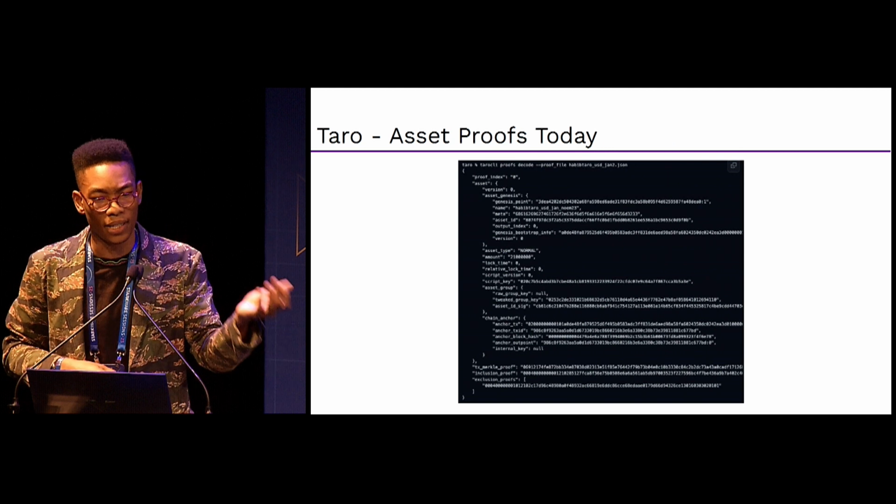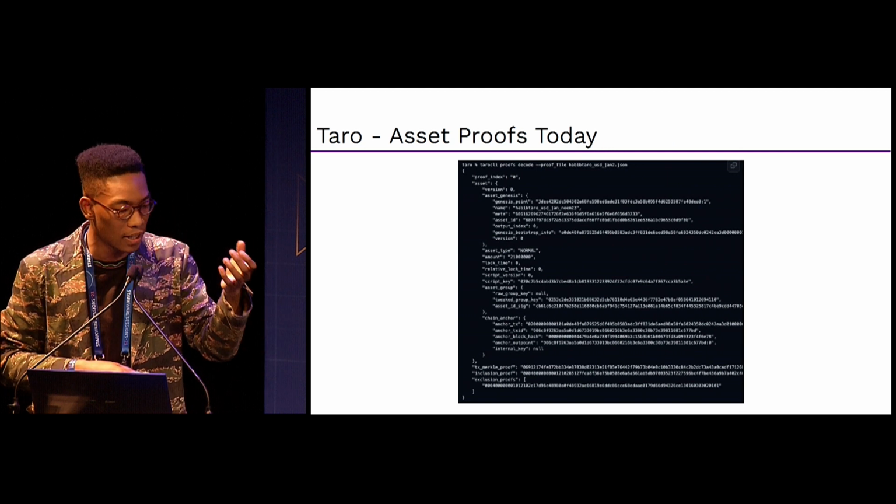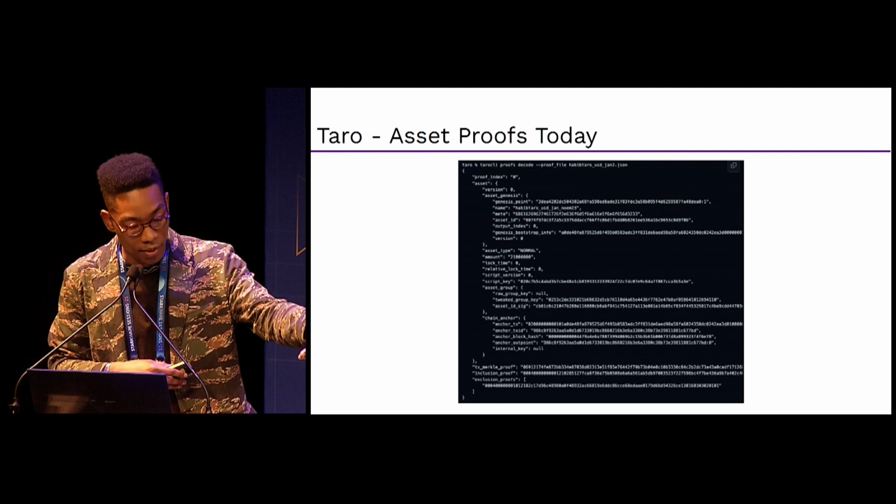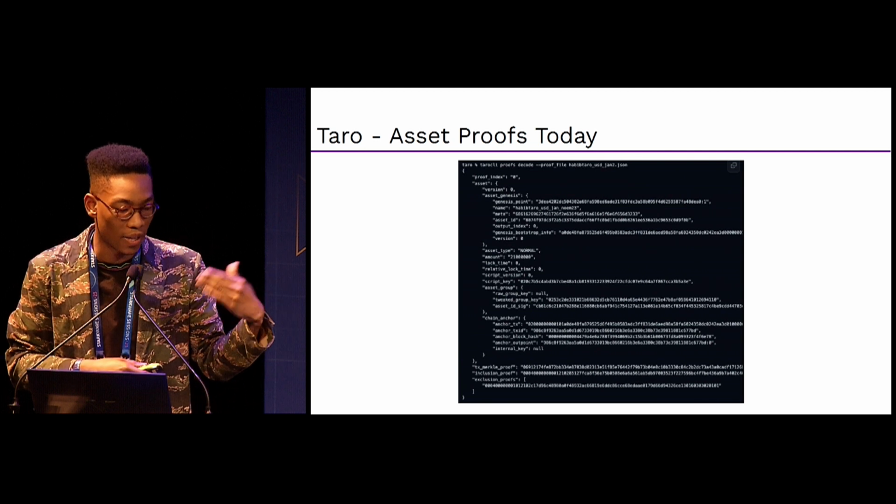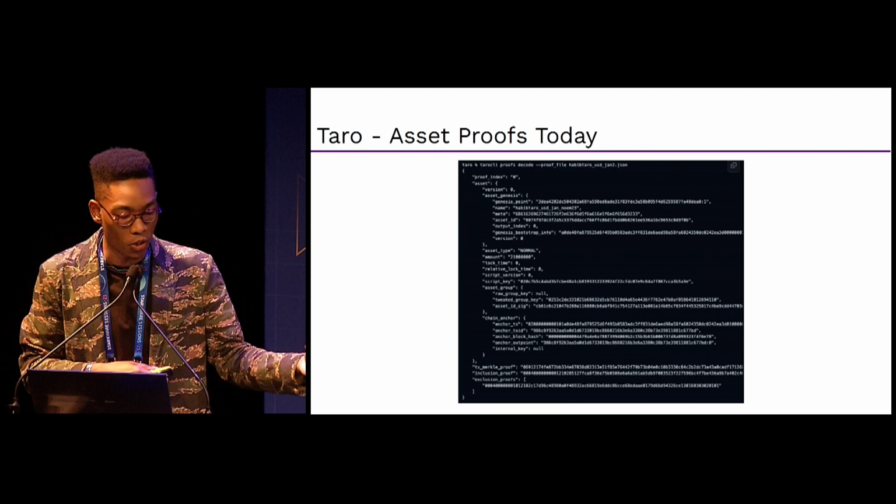And this is basically what proofs look like today. This is the Taro code. This is someone decoding a proof. And you can see this is some of the information I talked about just now, as far as the asset, the name of the asset, the inclusion proof in the Merkle tree itself, and then also the SMT inclusion proofs.